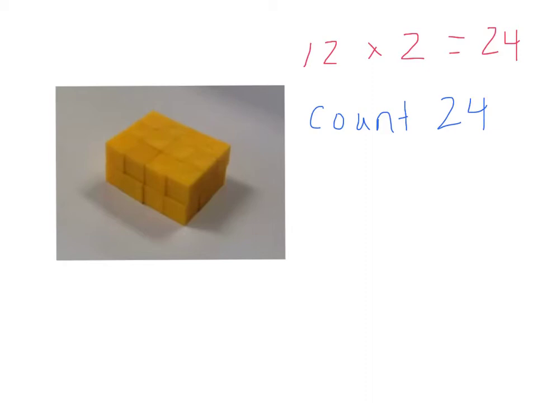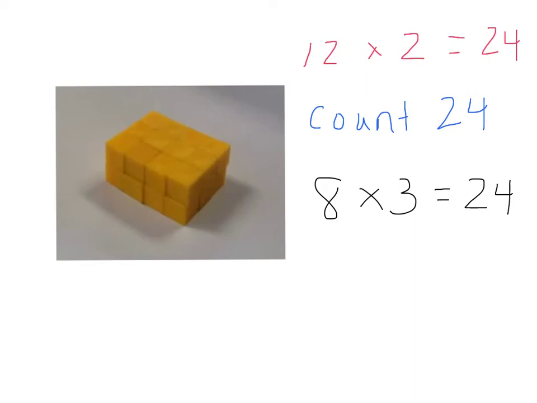I could also look at the front face. So here I see a face. Okay, and I could see that there are 8 cubes. 1, 2, 3, 4, 5, 6, 7, 8. So there's 8 in the front face. And how many rows are there? 1, 2, 3. And 8 times 3 is 24.